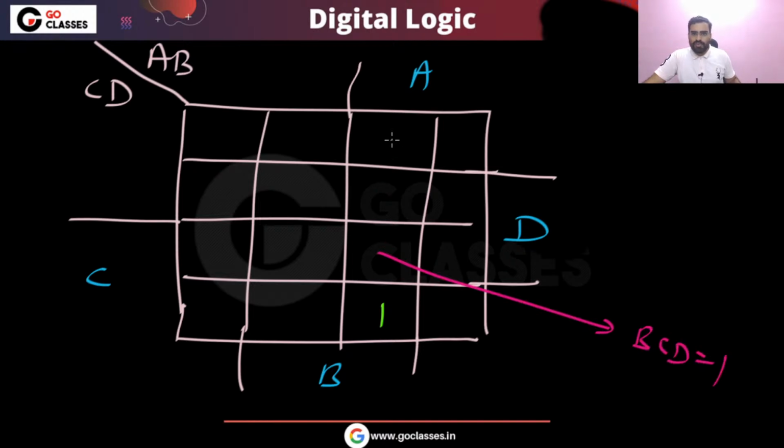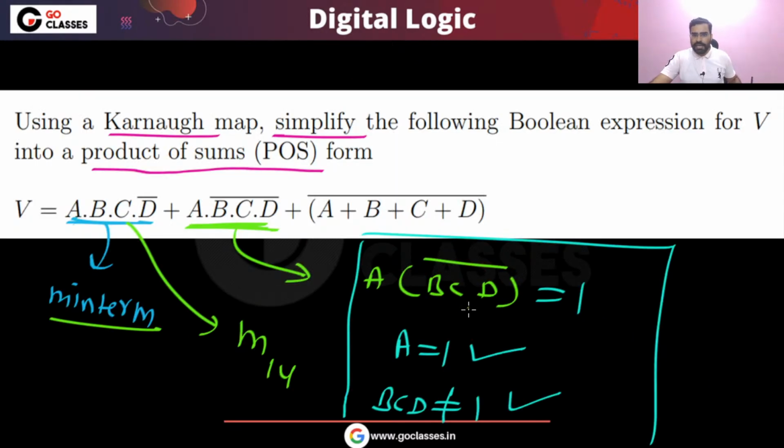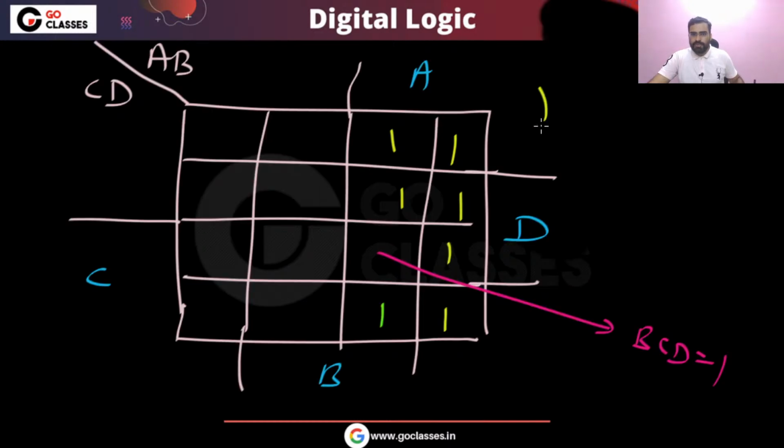So which entries will we get? These entries we will get. Very simple. Remember, a should be 1, bcd should not be 1. This is the meaning of this. This is the area where a is 1, and you can notice here bcd is 1. So apart from this, bcd should not be 1. So finally these 1 entries we will get.